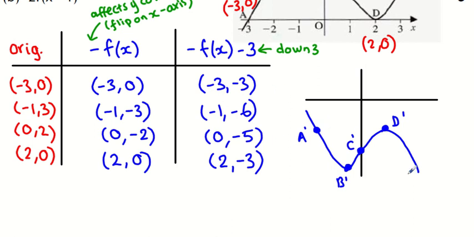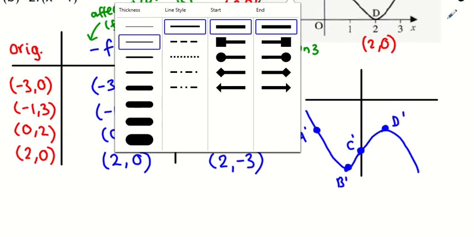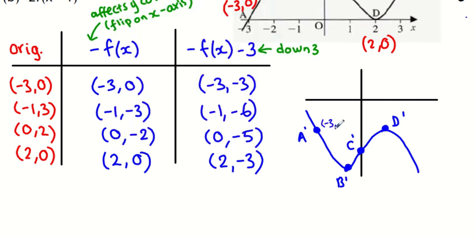Make sure when you're annotating your sketch, you write in the full coordinates as well. Negative 3, negative 3, negative 1, negative 6. If it's on the axis, you can just get away with writing negative 5 next to the axis. But if it's not on an axis, then make sure you write the x and y coordinate. And that would be enough for your full marks for this one.